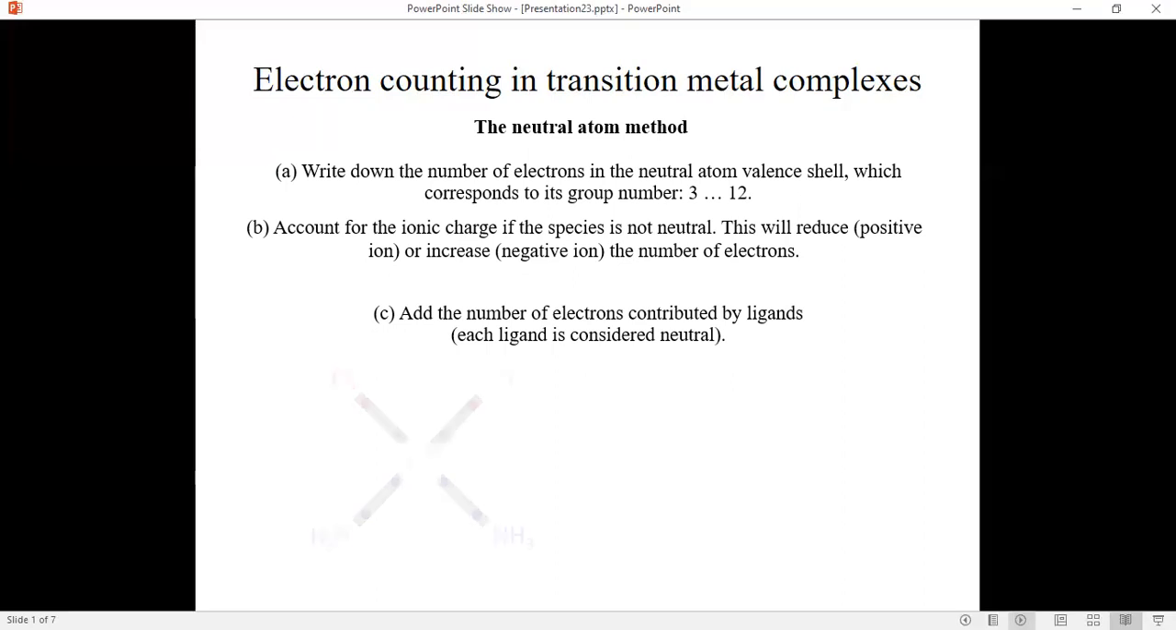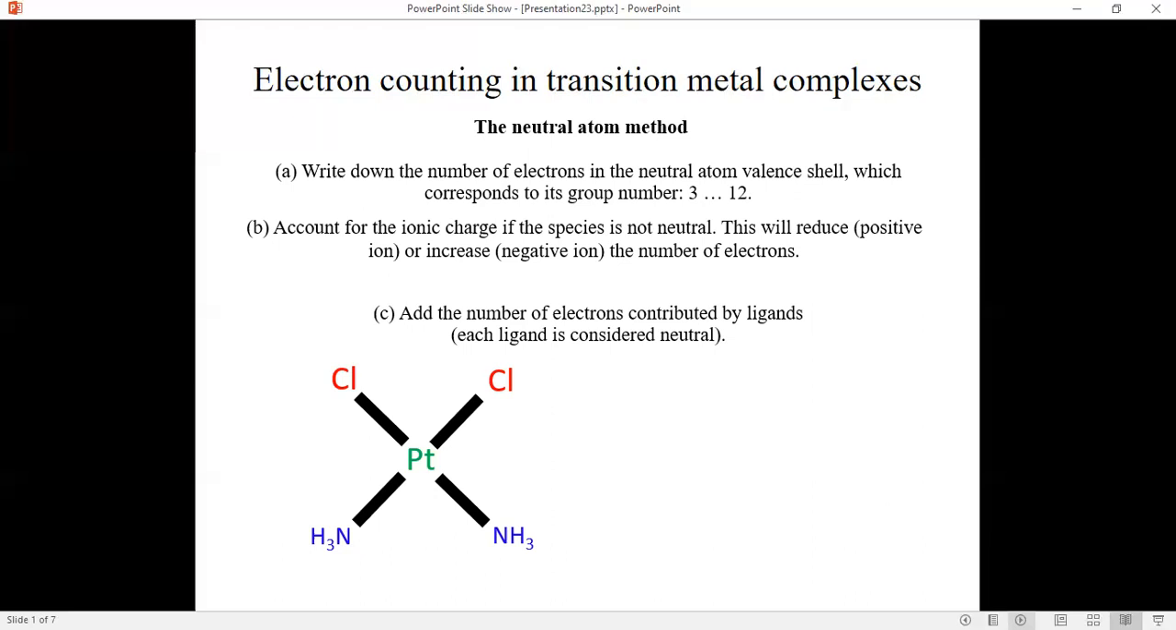Here is one example to illustrate this method. Here we have our cis-platinum complex. We have 2 chloro ligands and 2 amine ligands bound to a platinum. Our first task is to write down the number of electrons of the neutral atom. In this case, our atom is the platinum atom. So we need to look into the periodic table and see in which group our platinum is, and then count the number of electrons accordingly.